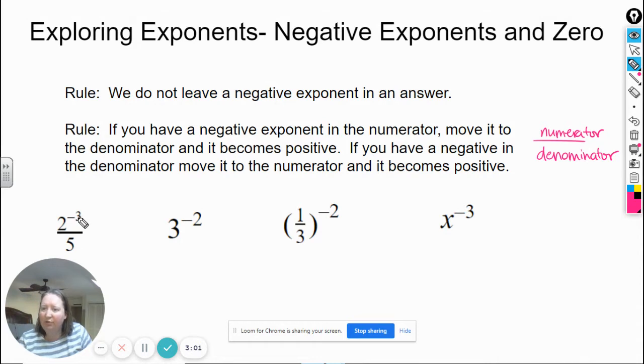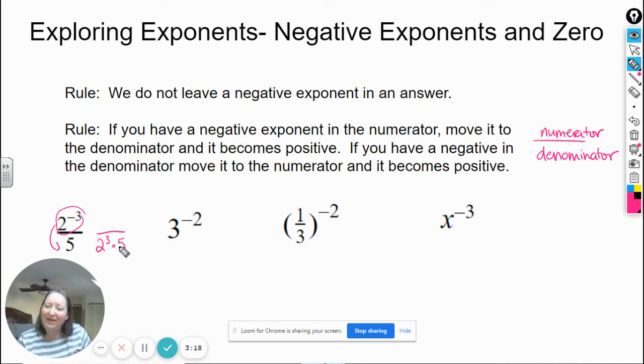So see this negative 3? I don't want that to be negative 3. I want it to be a positive 3. So what do I do? I move this whole thing down, 2 to the third power. And then the 5 was already there. I'm not going to move it or change it or anything.